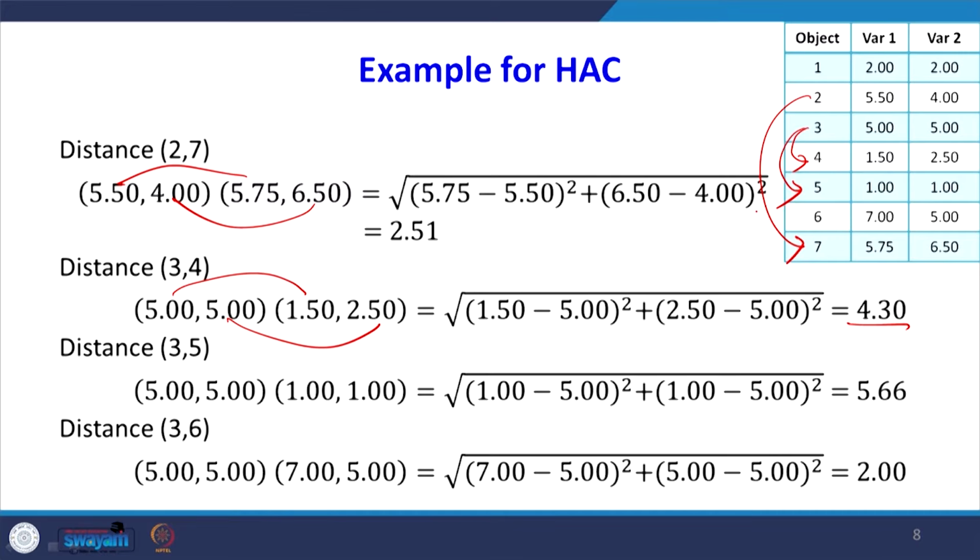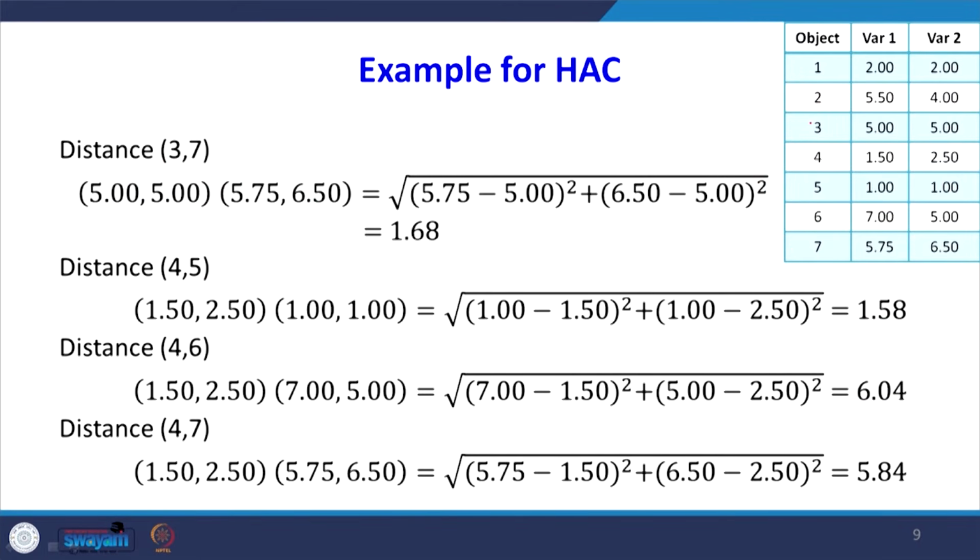So, 5 comma 5 and 1 comma 1 is the position of object 5. So, what will happen, (1 minus 5) whole square plus (1 minus 5) whole square, 5.66. Now, 3 and 6. So, 3 is 5 comma 5, 6 is 7 comma 5. So, the difference is (7 minus 5) whole square plus (5 minus 5) whole square, the distance is 2. Now, we are going to find the next one, 3 and 7.